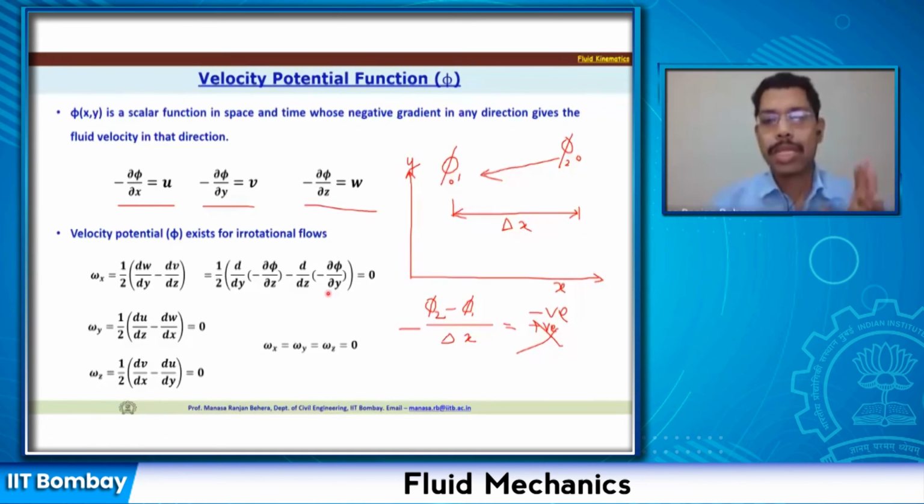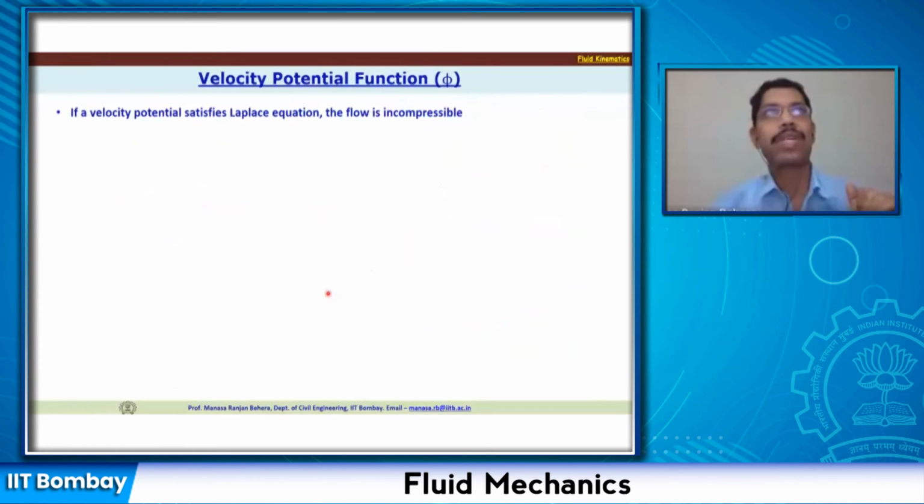So yeah, this is what we have already seen. Now let us see what are the other properties or other characteristics of the velocity potential function. If a velocity potential function satisfies the Laplace equation, then also we can tell that the flow is incompressible. Okay, we have already seen that if it satisfies the irrotationality condition, we can find out the value of omega x, omega y, omega z, and tell that okay, this is irrotational. But at the same time, if the velocity potential function, that is phi function, satisfies the Laplace equation, then also we can tell the flow is incompressible.